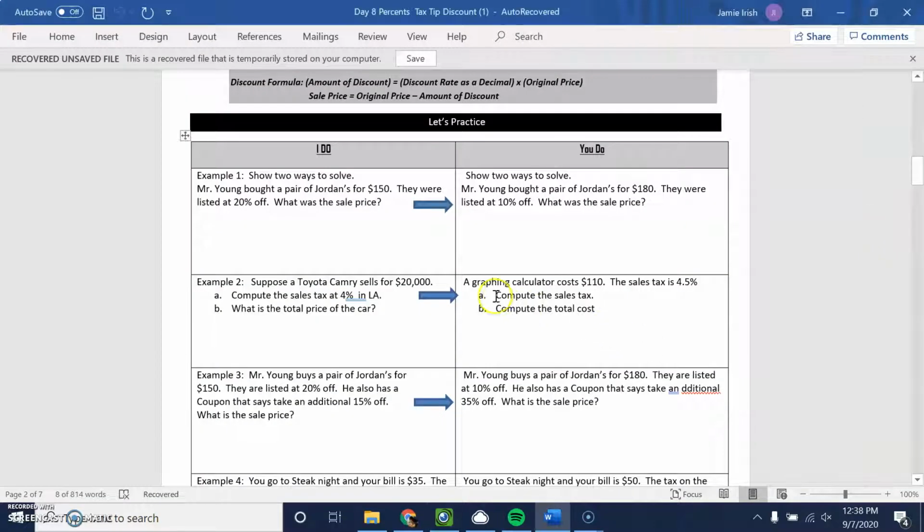Let's try this. A graphing calculator costs $110. The sales tax is 4.5%. Compute the sales tax, and compute the total cost. Do it whatever way you want right now. Pause the video. Graphing calculators that we use in class are $110. They're expensive. Ready, set, go.